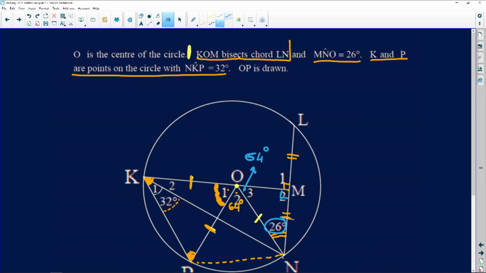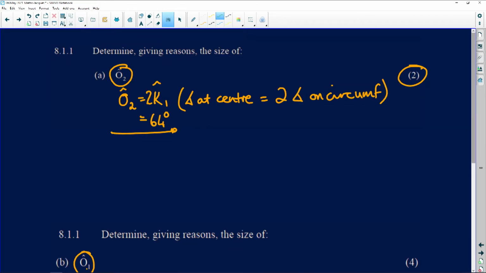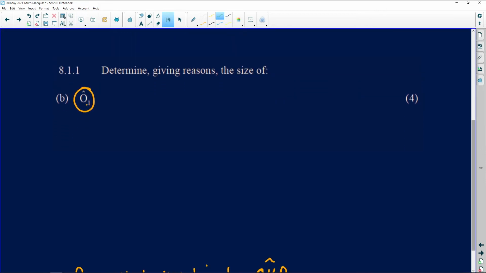And remember how we're going to argue it? It's for more marks. Where did this start? It started the moment M became 90 degrees. How did that become 90 degrees? Well, it was given that this line goes through the midpoint of the chord. So that's where our reasoning is going to start. As an opening statement to finding O1, first of all M1 is equal to M2 is equal to 90 degrees.